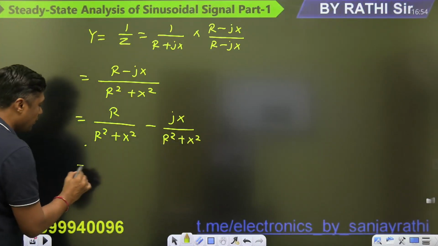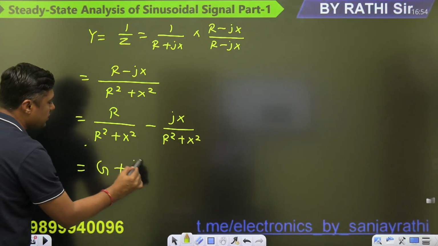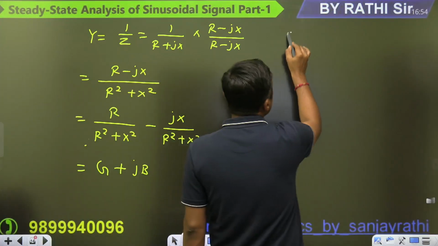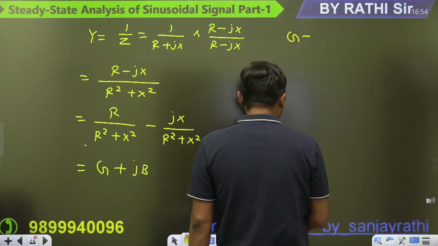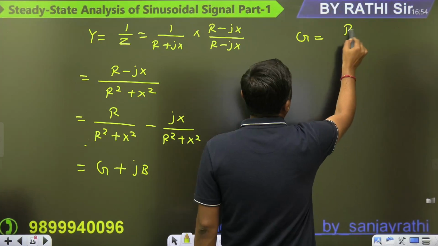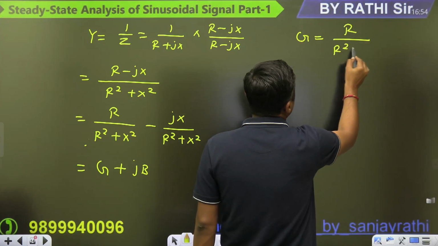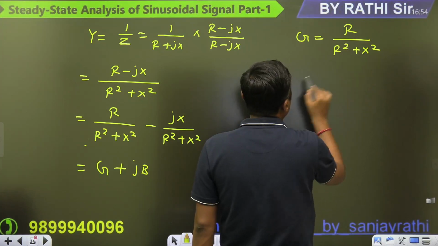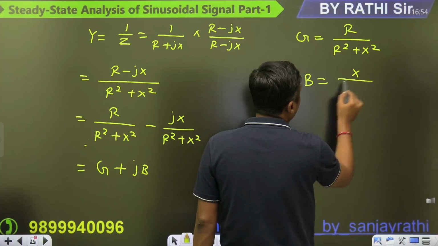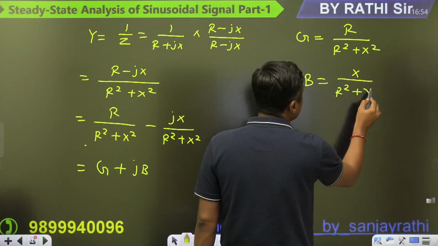Now you can compare with G plus jB. So what is the G? 1 by R? No. What is the G here? The real part, R upon R square plus X square. Always remember. What is the B? Susceptance. X upon R square plus X square.